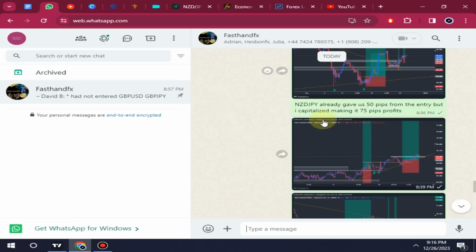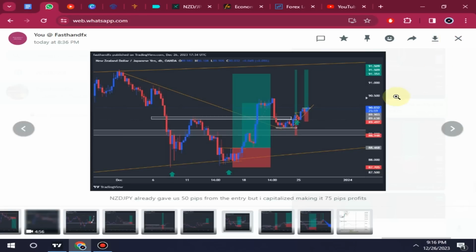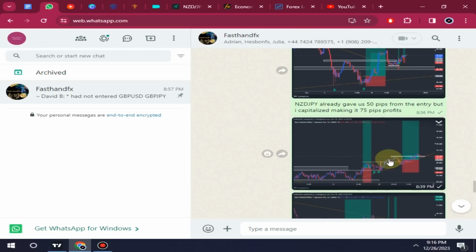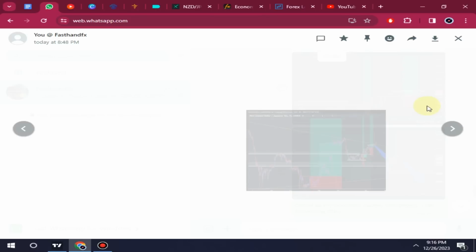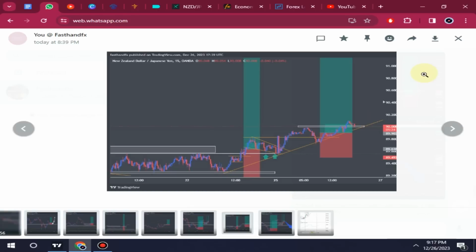All right, look at this. When we were winning, NZDJPY already gave us 50 pips from the entry, but I capitalized, make it 75. You see, that's it. That's the 4 hour, and let me show you how the 15 was looking, guys. This is the 15. So I've closed the position.